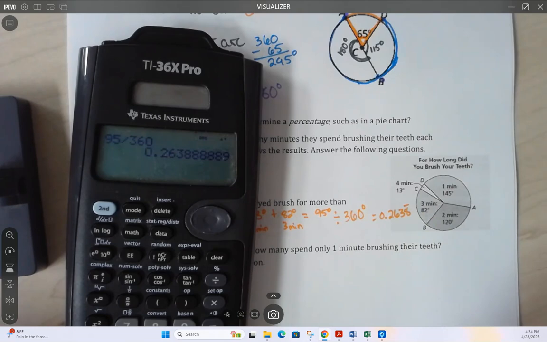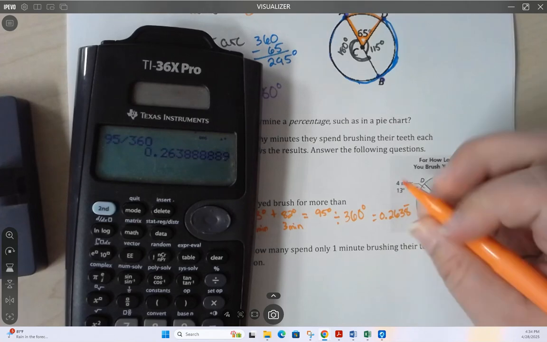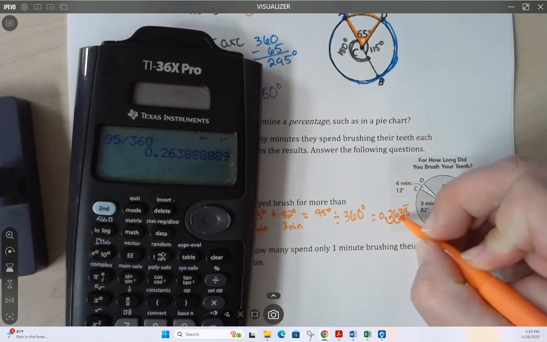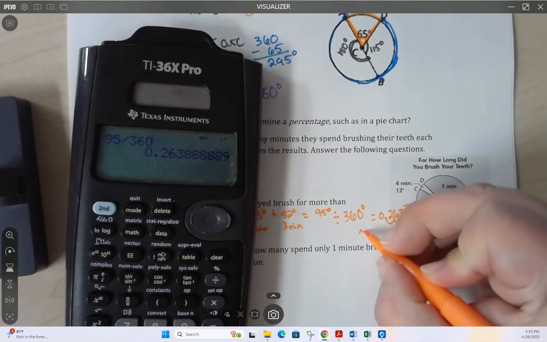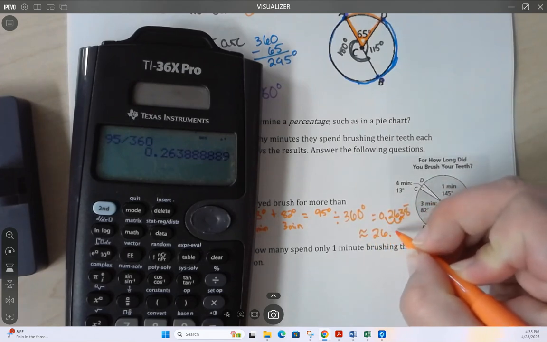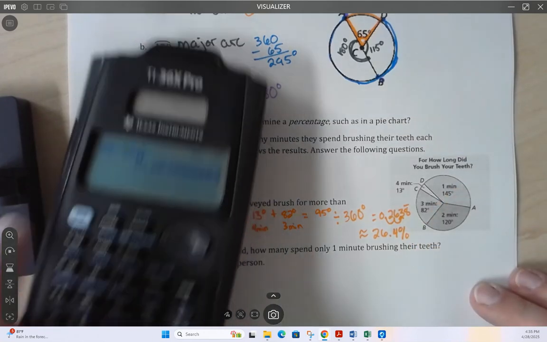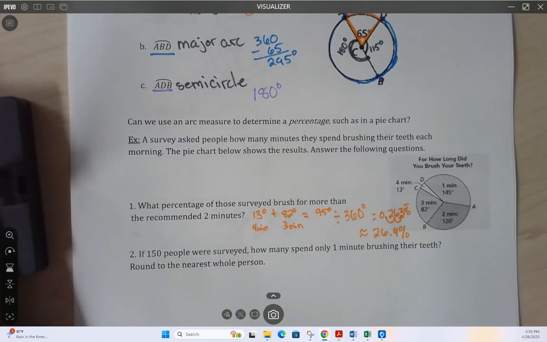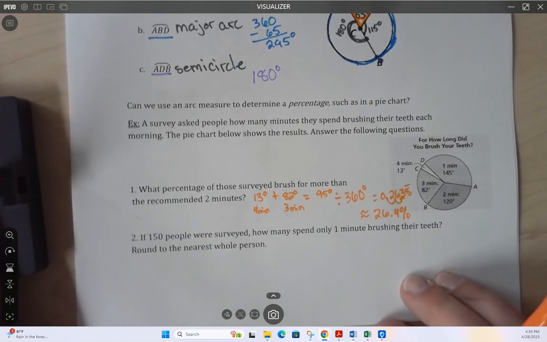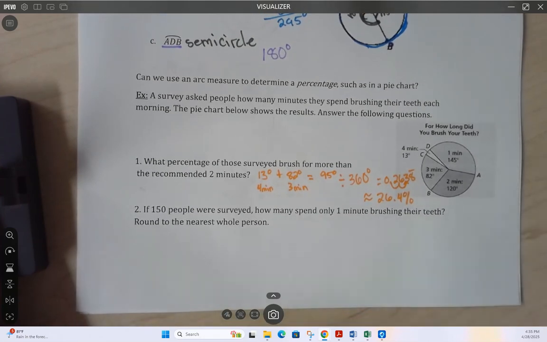0.2638 repeating. Now, to convert this to a percentage, we have to move our decimal 2 places to the right. So this is about 26.4%. About 26.4% of those surveyed brushed for more than 2 minutes. That's a little more than a fourth of the people surveyed brushed for more than the recommended time. It's not too bad.